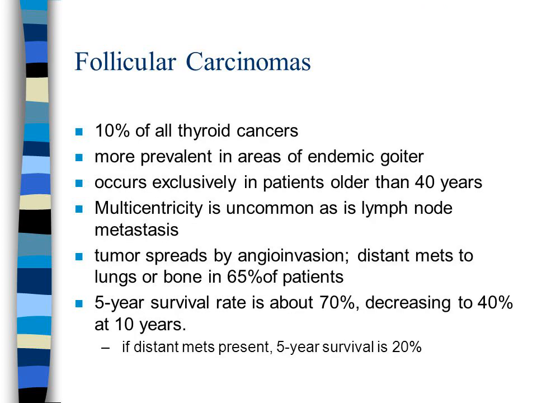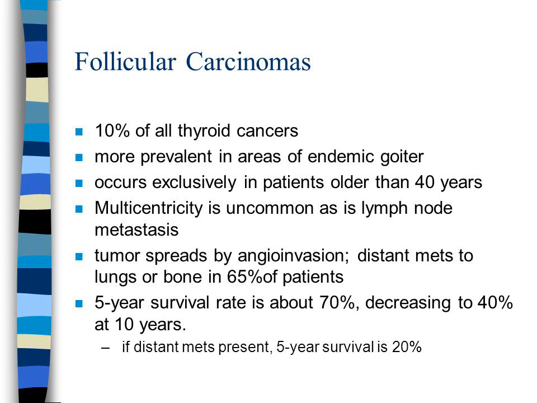Follicular carcinomas. 10% of all thyroid cancers. More prevalent in areas of endemic goiter. Occurs exclusively in patients older than 40 years. Multicentricity is uncommon, as is lymph node metastasis. Tumor spreads by angioinvasion, with distant mets to lungs or bone in 65% of patients.